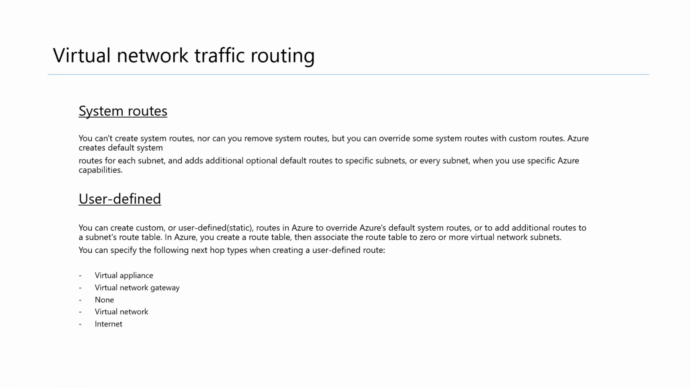This can be inside a subnet, and the traffic can flow from one subnet to another subnet within the virtual network, or it can flow from one virtual network to other, or sometimes from Azure Virtual Network to on-premise, and vice versa.